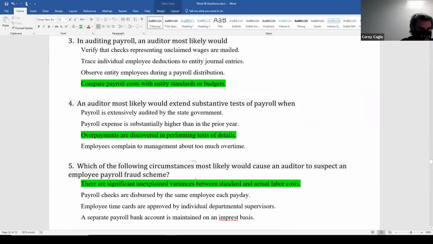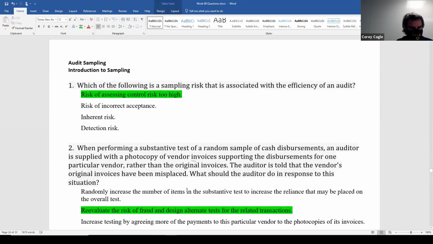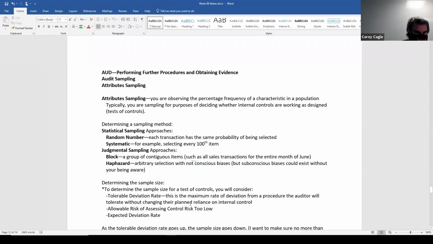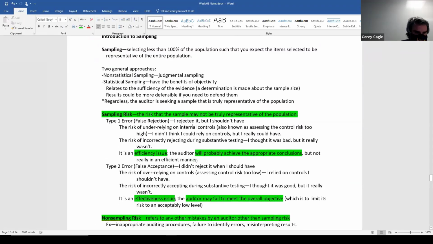So let's see about these questions here. Look at number 1. Which of the following is a sampling risk that's associated with the efficiency of an audit? All right, so we just said the efficiency of an audit, that's that type 1 error, which is where we are saying that it's bad, but it was really good, right?